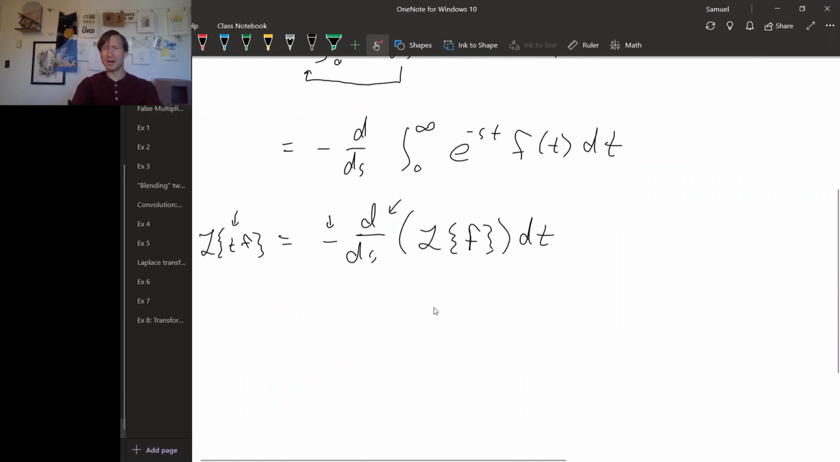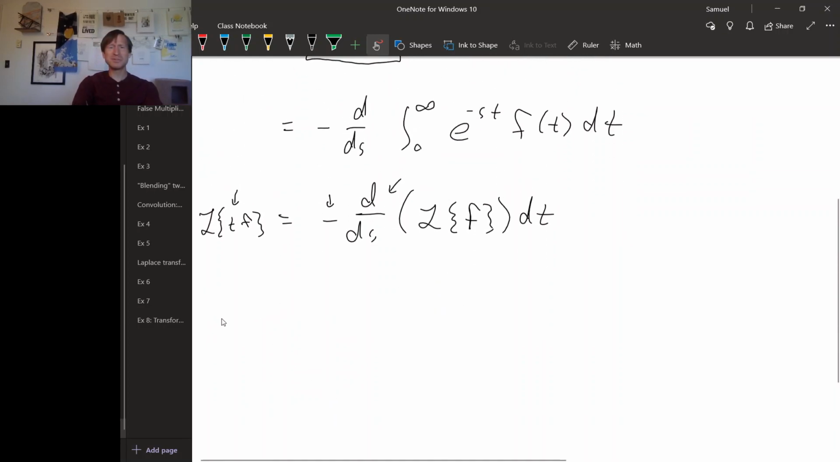So that worked pretty well. What about multiplication by t squared? What if we had the Laplace transform of t squared times a function?